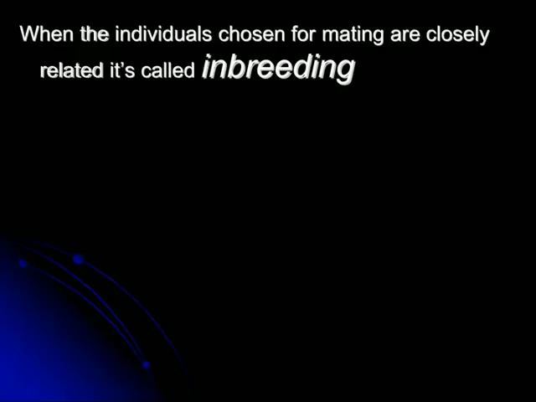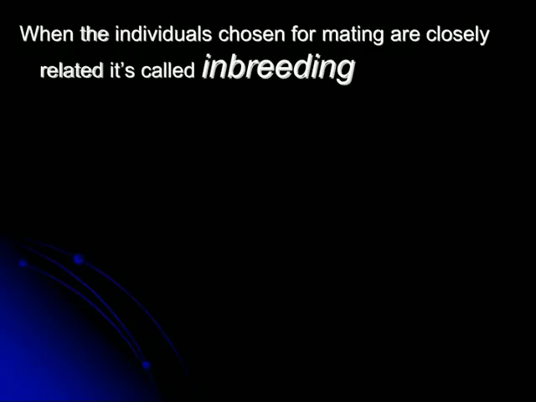Now, we know that traits run in families, so if we are choosing individuals that are going to mate, that are going to contribute to the next generation, and we're choosing them based on traits that they have, well, since those traits tend to run in families, there's a good chance that those individuals are going to be related. And when we choose individuals that are closely related, we call that inbreeding.